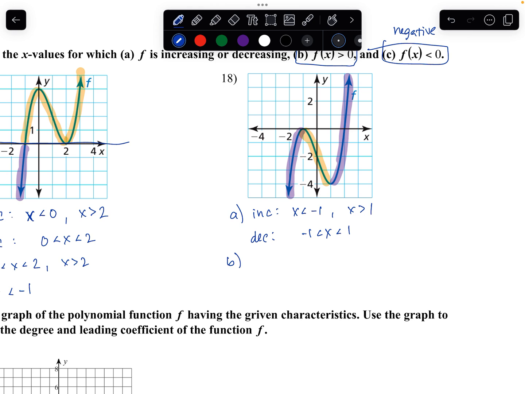Okay, for B. Now again for positive and negative, so let's do positive first. Where is this graph going to be positive? That's just going to be right here, and that's when x is greater than 2. So x is greater than 2. And then for C, where is it negative? That's going to be here and here, but not at negative 1. So I'm going to say when x is less than negative 1, and then I'm going to say between negative 1 and 2. So between -1 and 2 right here, and when x is less than -1.